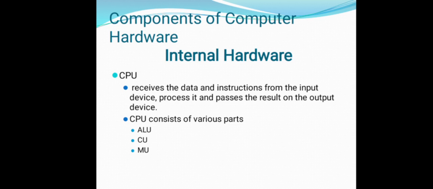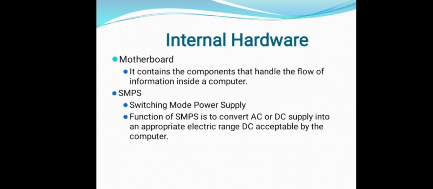Second one is your CU, that is control unit, and it manages the flow of information between different parts of a computer system. And the last one is your memory unit or registers, MU. It stores all the data that is to be processed, and computer memory can be classified in two parts, primary and secondary memory.